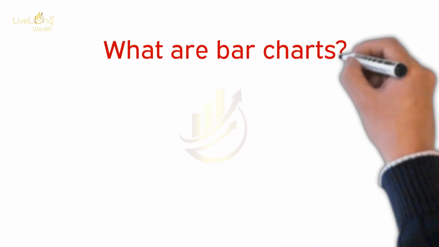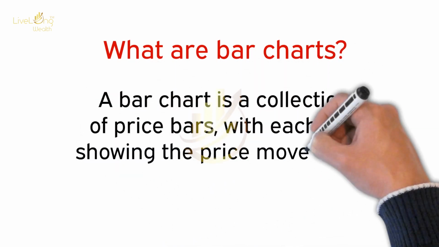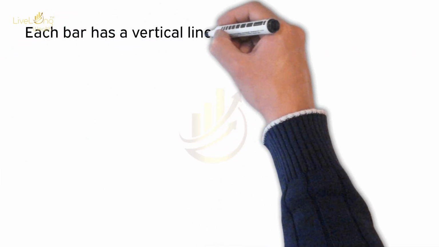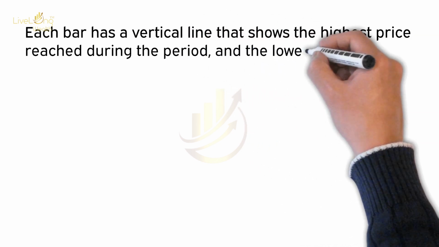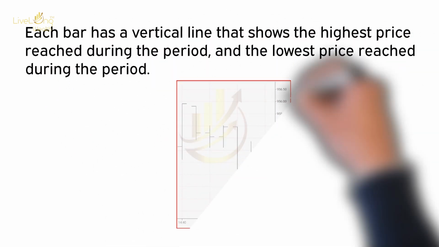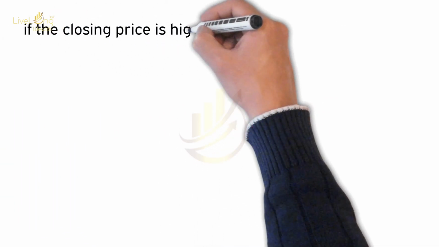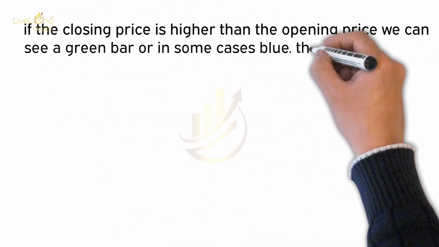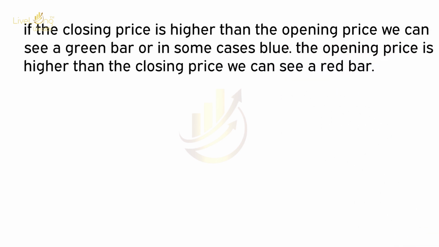What are bar charts? A bar chart is a collection of price bars, with each bar showing the price movements for a given period. Each bar has a vertical line that shows the highest price reached during the period, and the lowest price reached during the period. If the closing price is higher than the opening price, we can see a green bar, or in some cases blue. If the opening price is higher than the closing price, we can see a red bar.